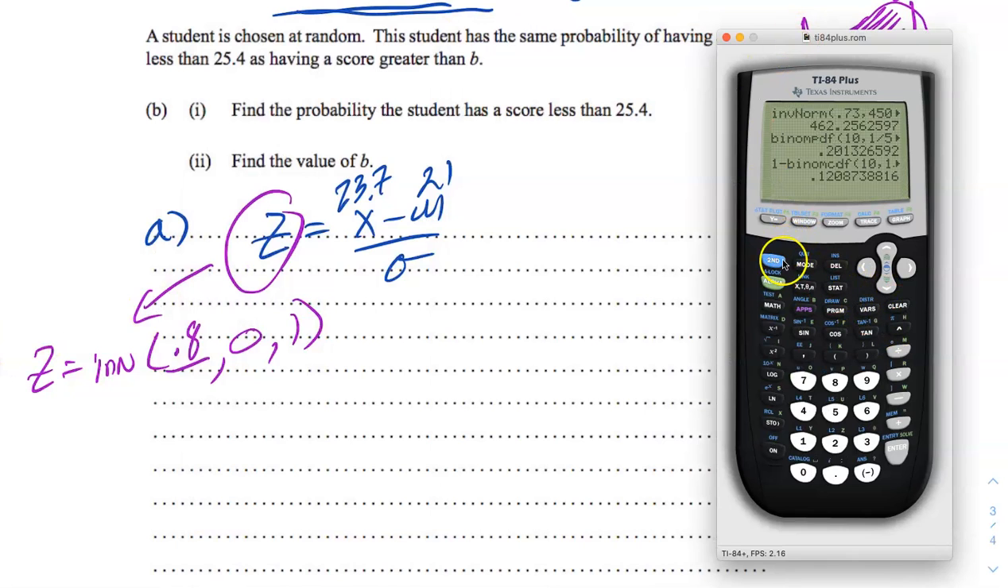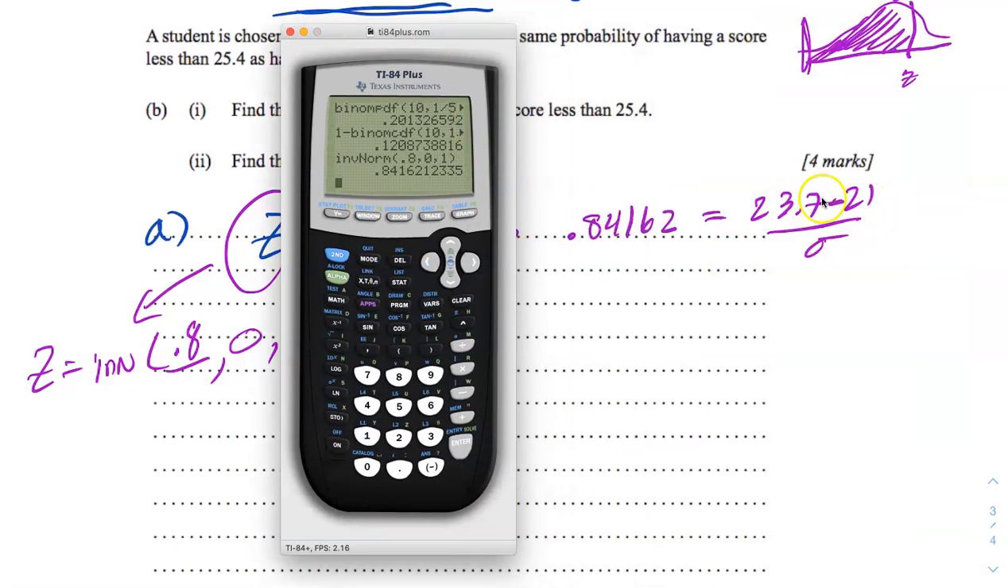So in this case, it's going to be second distribution, invert normal, 0.8. See, by default, the default's always 0, 1. And I get 0.84162. Now I'll probably only write 3 or 4 sig figs here because it's not the final answer, so I'm not going to round it yet. So I'm going to get 0.84162. I write that. I'm going to still use all these values on my calculator. Equals 23.7 minus 21 all over phi. With that, let me just do the math there.